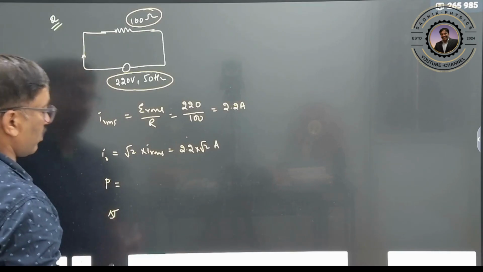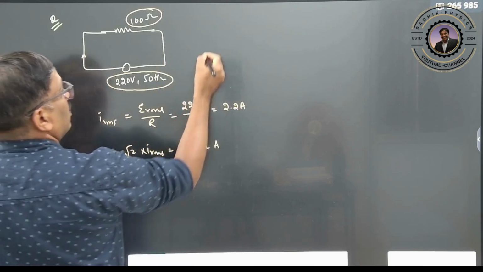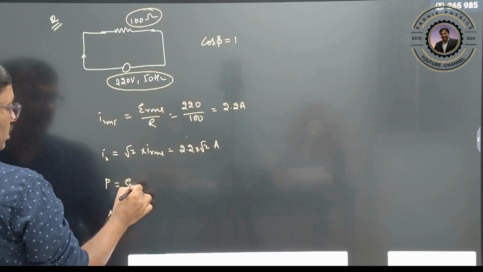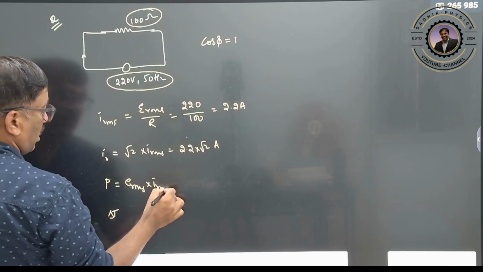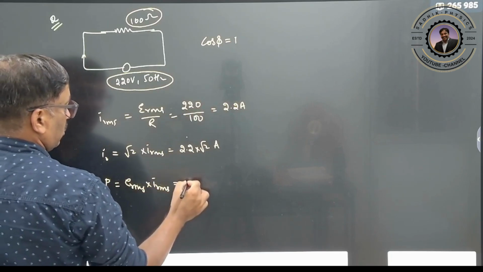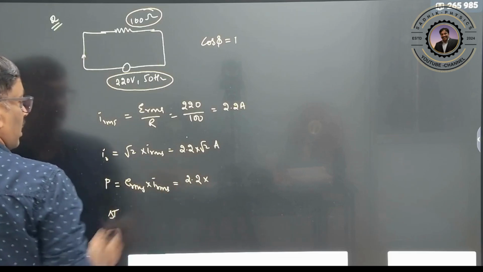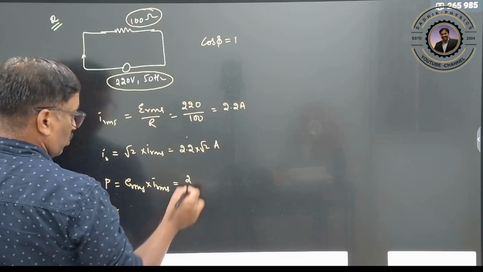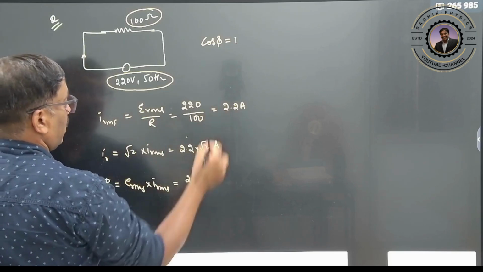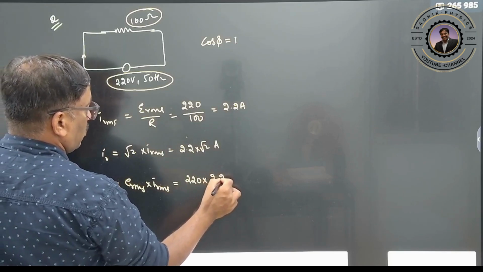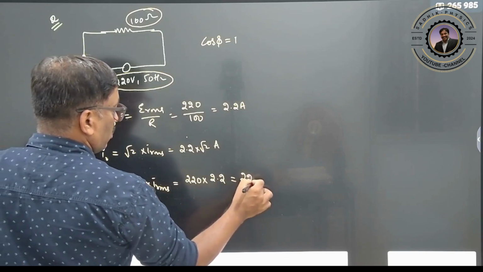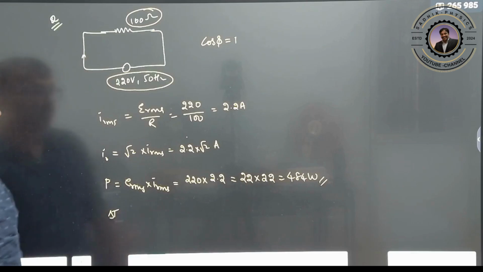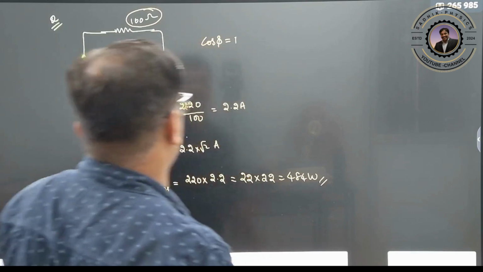What is the power now? What is the power factor? You know it: power factor cos phi is 1. Therefore power is ERMS into IRMS. ERMS is 220, into IRMS which is 2.2. So 22 into 22, that is 484 watt. This much amount of power will be dissipated across the resistor.